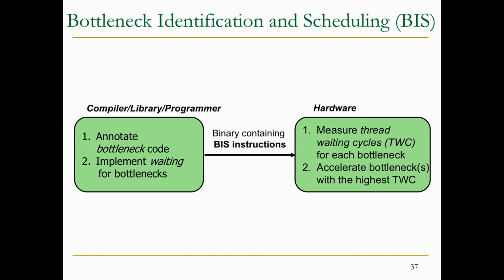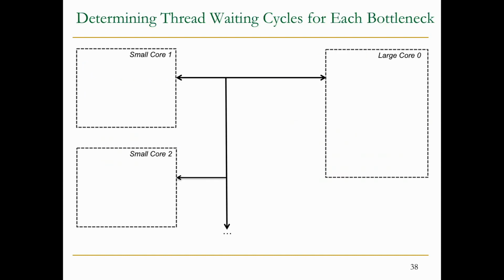So let's take a look at how we measure the thread waiting cycles now. I'm going to give you a pictorial example. You have a large core, you have two small cores, and these are going to execute some bottlenecks. We want to determine thread waiting cycles for each bottleneck. So we're going to add some bottleneck table, which itself could be a hardware bottleneck. No pun intended, but you need to be careful, actually, because if it's a centralized structure in a 1,000-core system, that's not good. So the paper has some solutions. We'll see an example of it.